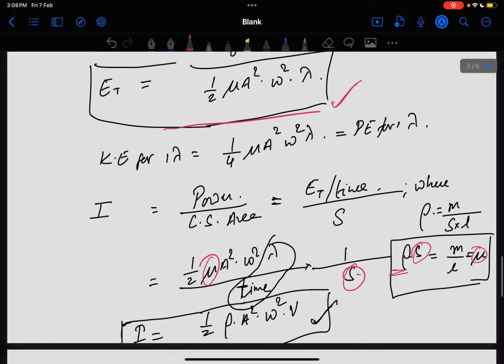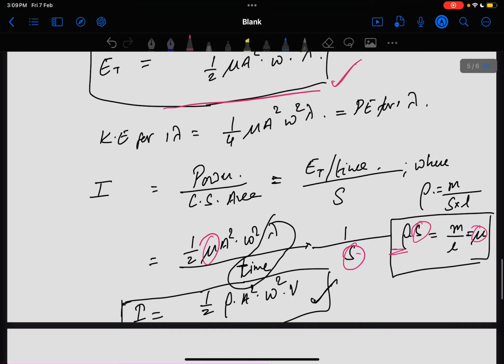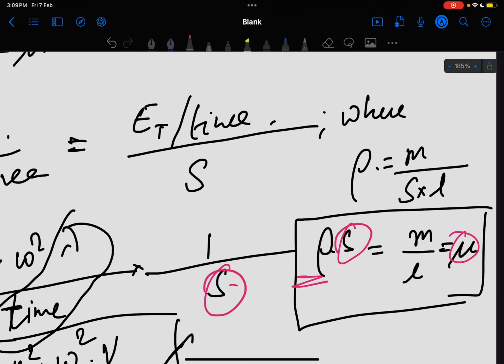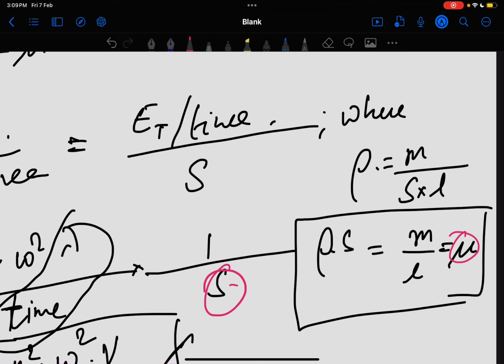Okay, moving on to intensity. Intensity is nothing but the amount of energy crossing a section per unit time, per unit area, in a direction perpendicular to the area. So which is power by cross-sectional area, which is energy by time per unit area. I will remember the density is mass by volume. Volume is the length into the area S. So rho into S is nothing but m by L, this term over here. And therefore, what is the value of this mu? Mu is m by L, which is rho into S. We will remember this particular expression.